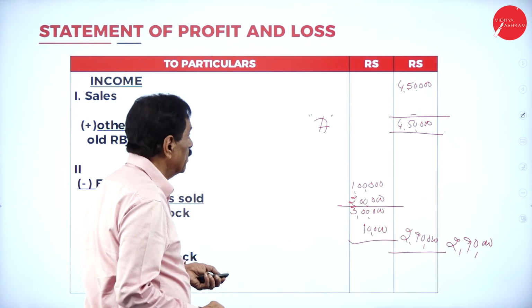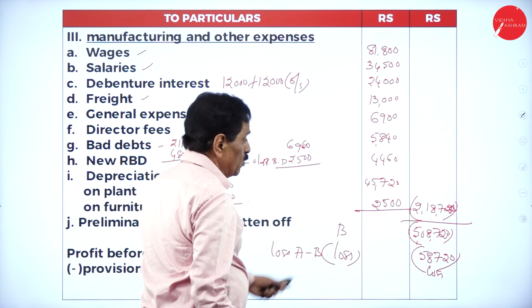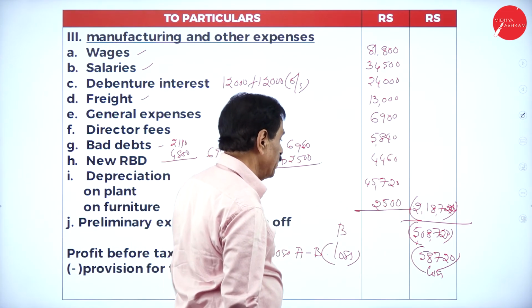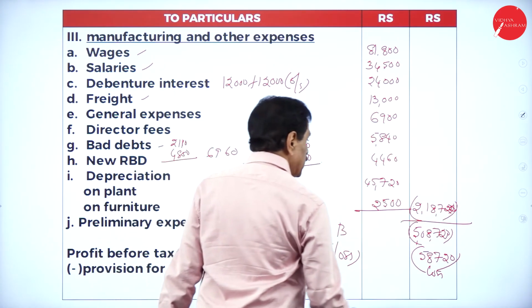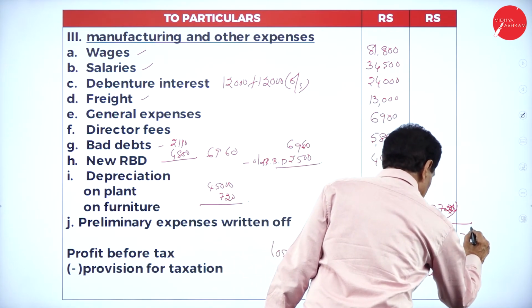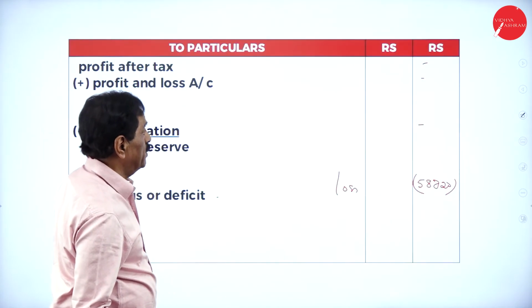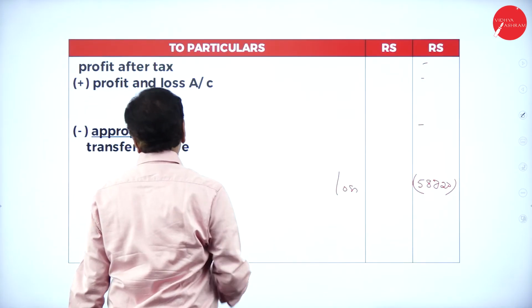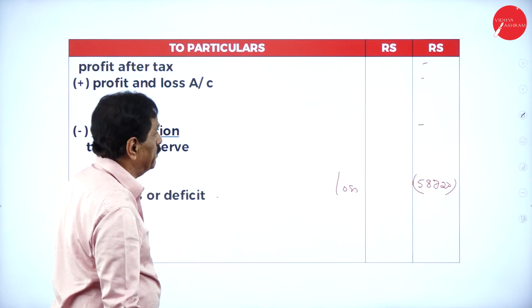Then here, wages is 81. If you add 2,18,720, if you add both, 4,08,720. This becomes B. A minus B, loss 58,720. That's why we have not taken the profit or transferred anything, because there is a deficit of 58,720.